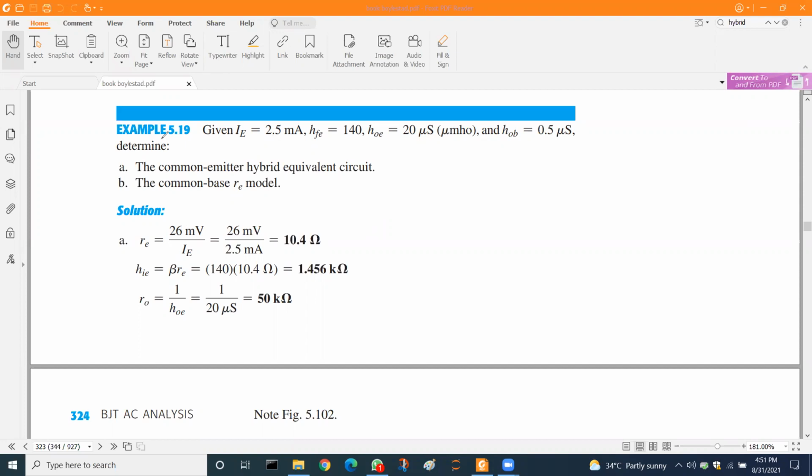Okay, so in this example 5.19, IE is given, and HF, HO and HOB are given. So we need to find the common hybrid equivalent. If we draw the model here, so we have the circle. We only consider A. Okay, in part A, we have to find a number of things.